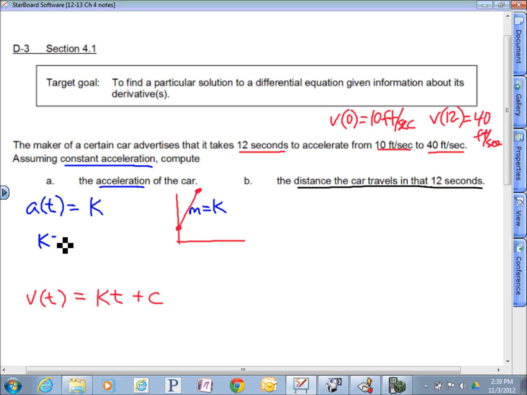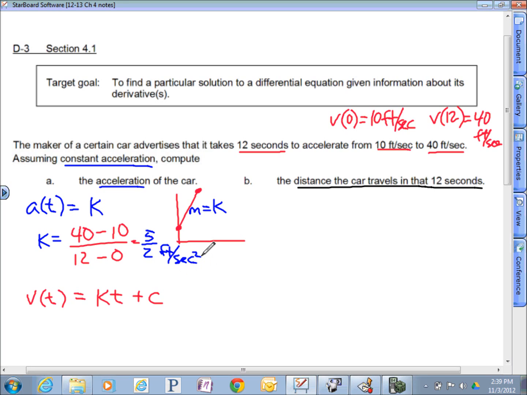So our k is going to be 40, which is our last velocity, minus our initial velocity, which is 10, divided by our final time minus our initial time. And if we clean that up, our k is ultimately going to end up being 5/2 feet per square second.